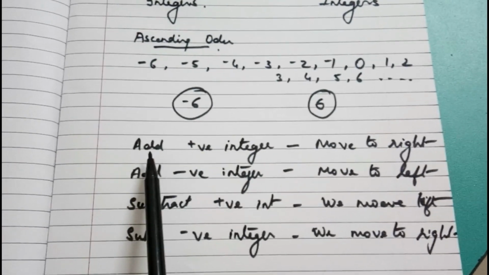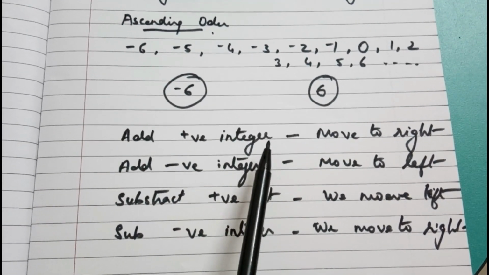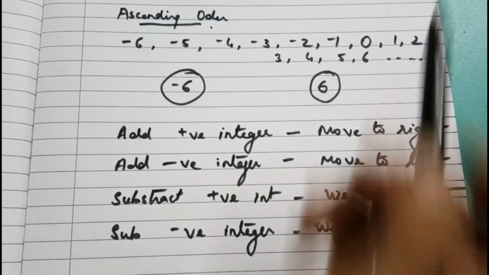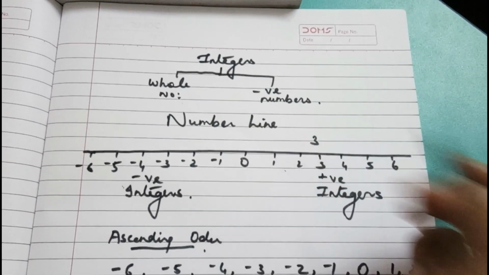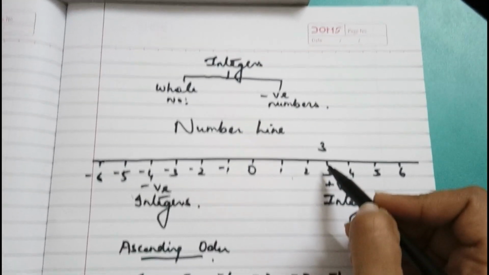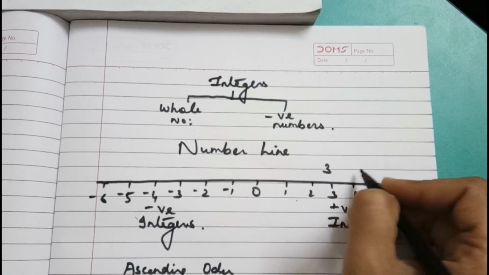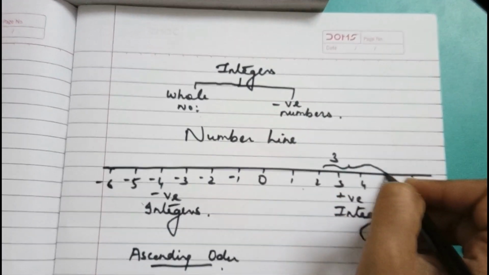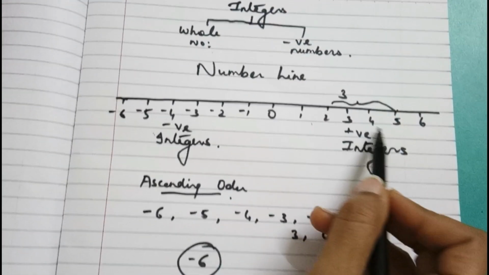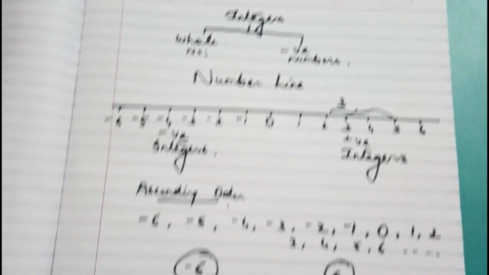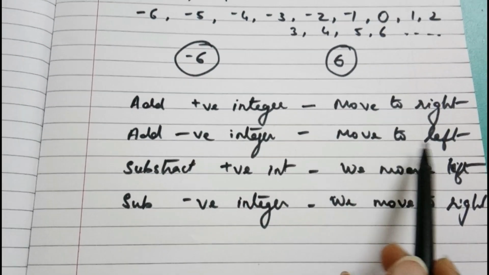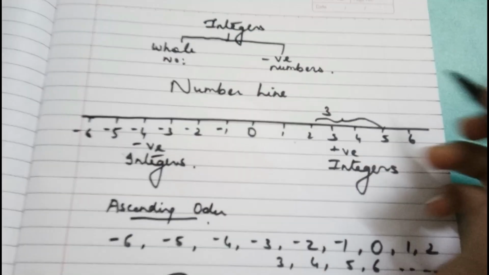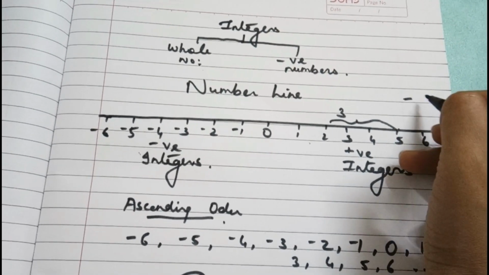As I said earlier, when we add a positive integer, we move to the right. Suppose we add 3, which is a positive integer, to 2, we move towards right and we get the answer as 5. So here we move towards right. Now let's see the second point. When we add a negative integer, we move towards left. Say for example, here we are adding a negative integer of, say, 3.